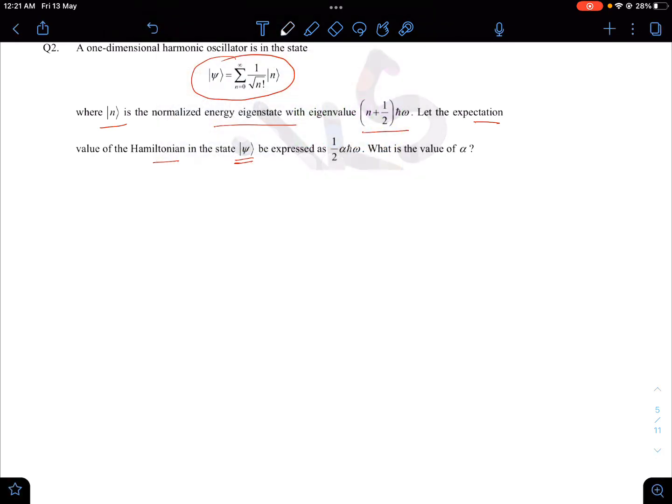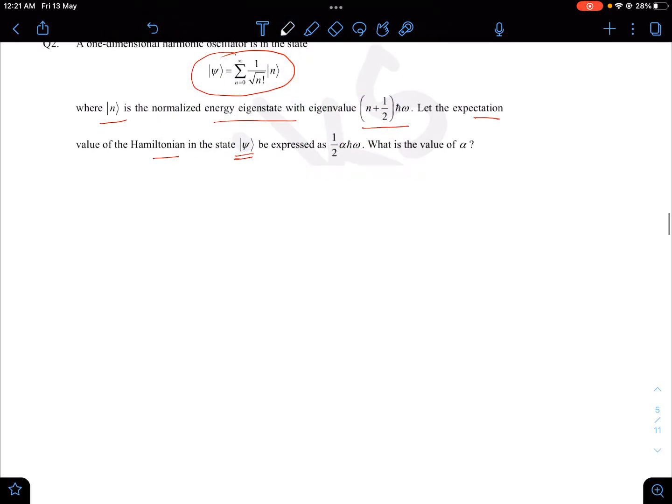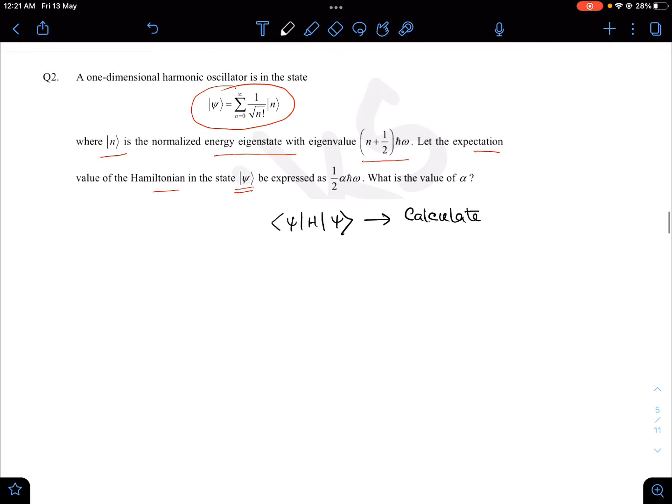So let us proceed. We know the form of the expectation value of the Hamiltonian. It is <psi|H|psi>. So we have to calculate this. Now, for a one-dimensional harmonic oscillator, we know that the Hamiltonian operator is defined as p squared by 2m plus half m omega squared x squared.